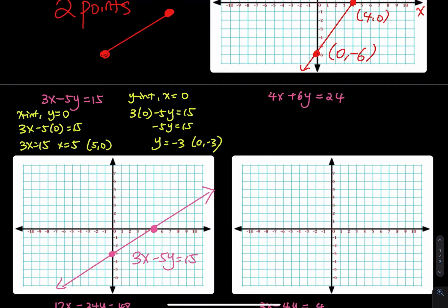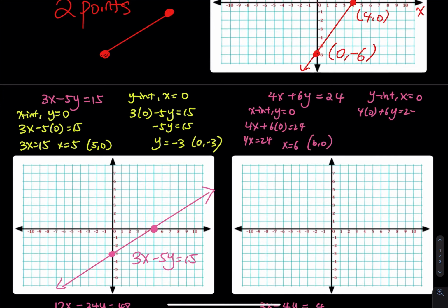And then the next one. To find the x-intercept, we let y equal 0. So 4x plus 6 times 0 equals 24. Then we have 4x equals 24, then x equals 6. Then my x-intercept is (6, 0). To find the y-intercept, we let x equal 0. 4 times 0 plus 6y equals 24. So y equals 24 divided by 6. We have 4. Then the y-intercept is (0, 4). So (6, 0) and then (0, 4).